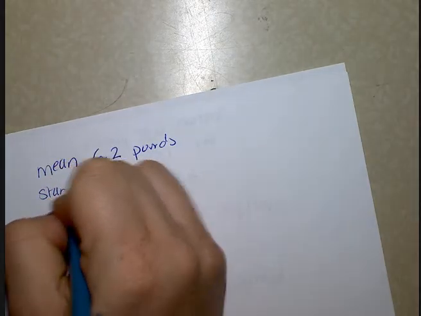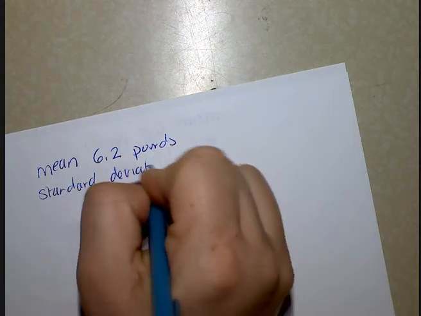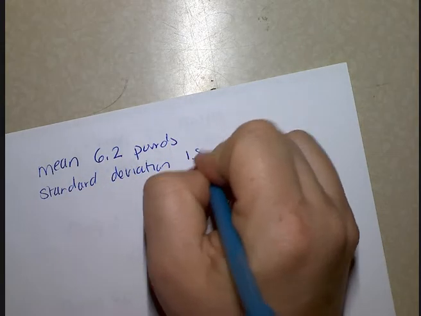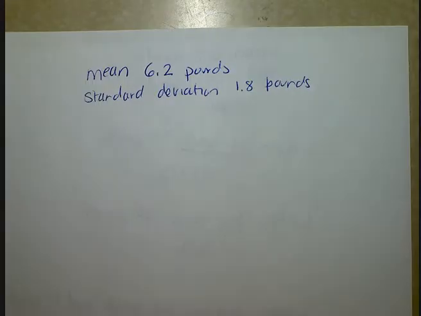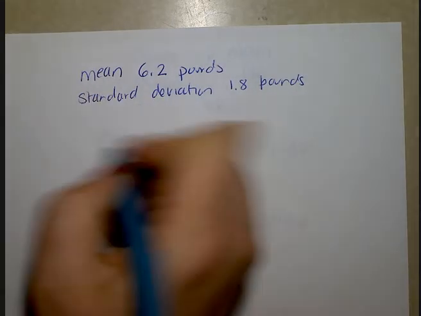We'll use the same concept just for practice. So the weights of newborn Asian babies are normally distributed with a mean of 6.2 pounds and a standard deviation of 1.8 pounds. You're going to work on this with your partner. You're going to answer the next three questions, okay? So first do your graph and then work with your partner, please.